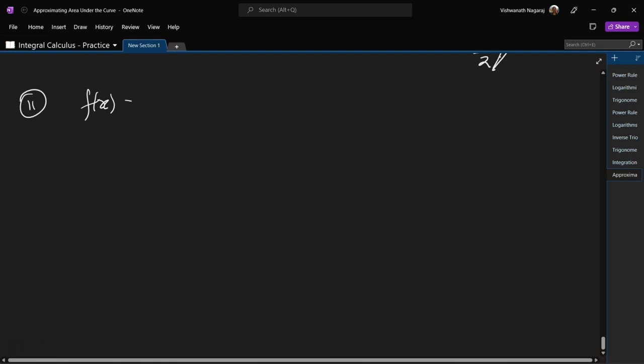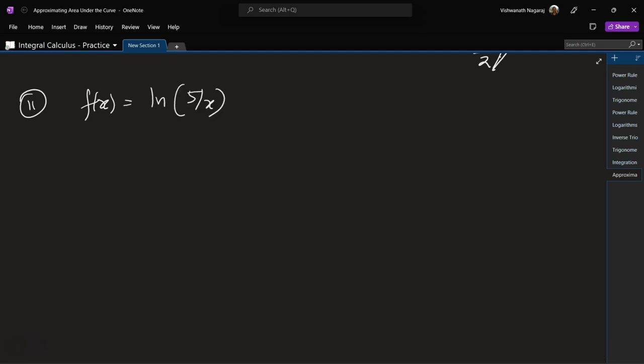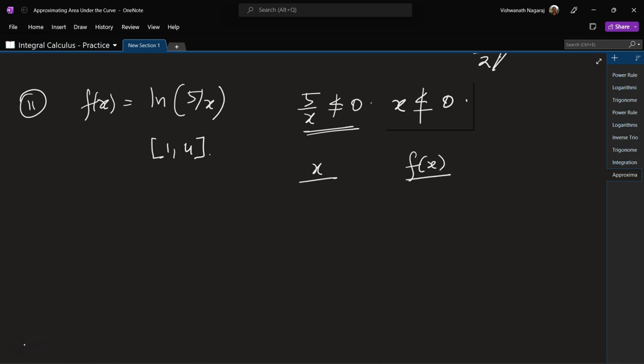Okay. Now the next one, that is 11th one. F of x is equal to natural log of 5 by x. Now here 5 by x cannot be less than or equal to 0, or we can just say x cannot be equal to 0. And the interval that is given to us is 1 comma 4. So this will never be equal to 0. X will not be equal to 0. So x and f of x, 1 to 4, so 1, 2, 3, 4.